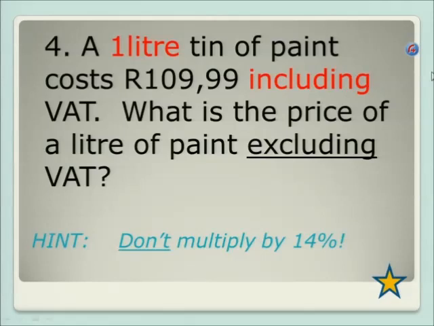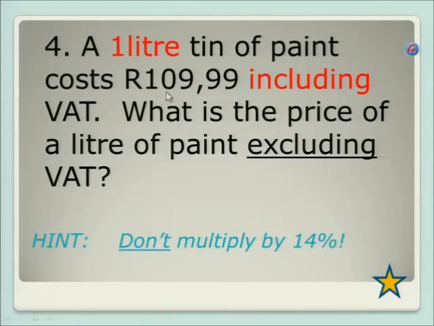Now we're going to shift to VAT, because I think it's definitely going to be in one of your papers, you're going to have a VAT question. And this one is a tricky kind of question because you've got the final amount. If you go to the shop and you buy a pair of jeans, that includes VAT. VAT is already included. Now this question, the paint, already includes VAT. So they're asking you, what is the price of a litre of paint excluding VAT? So before the VAT was added.